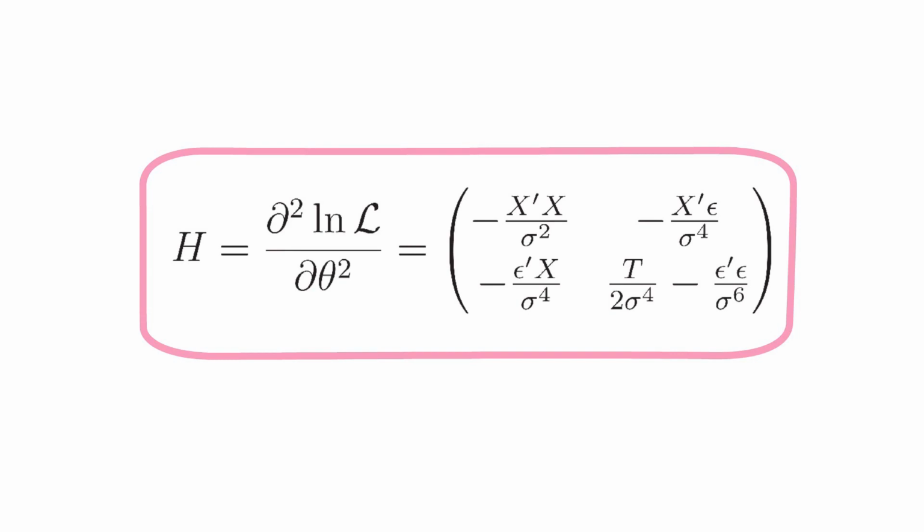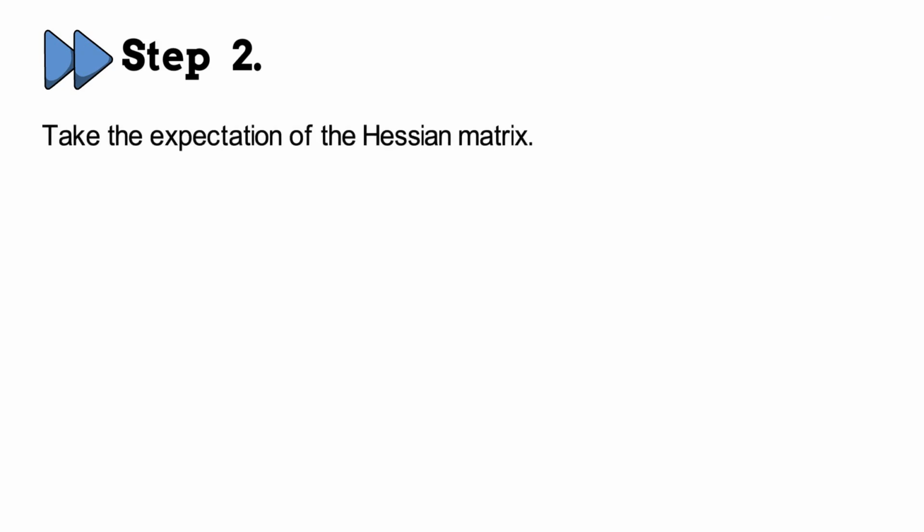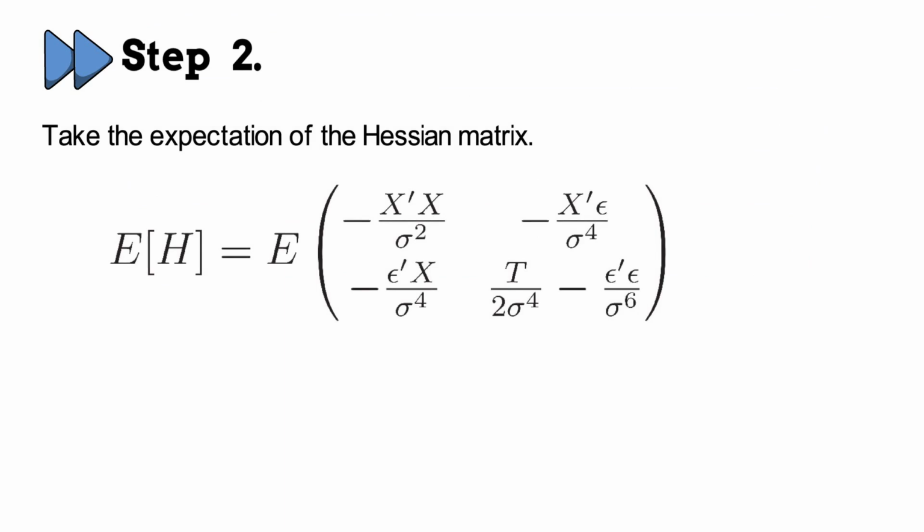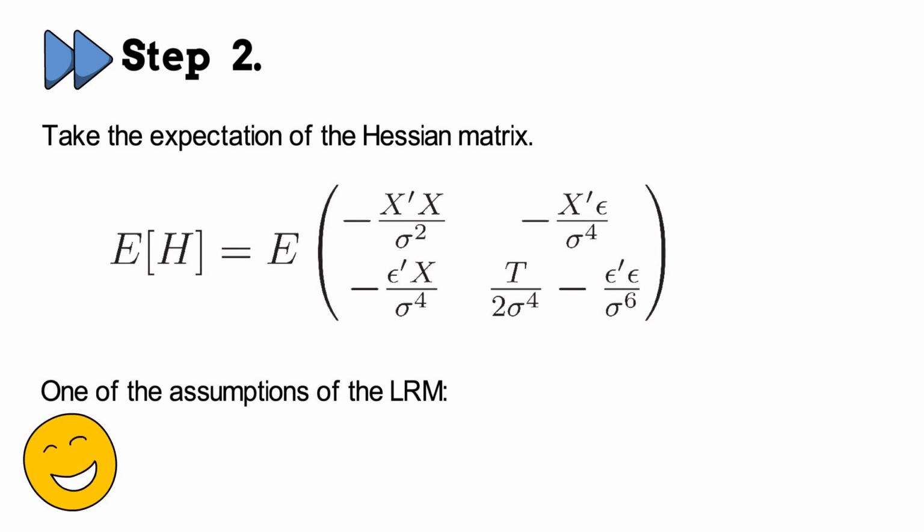Okay, so now we continue with step number 2. We need to take the expectation of the Hessian matrix. So in the equation here, you see explicitly what we have to do. Now, interestingly and very nicely, since one of the assumptions of the linear regression model is that the expectation of x prime epsilon is 0, meaning that the white noise shocks are not correlated with the explanatory variables in X, the off-diagonal elements of the expected Hessian need to be 0.